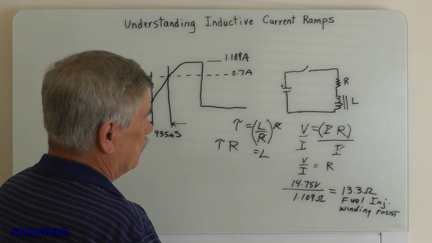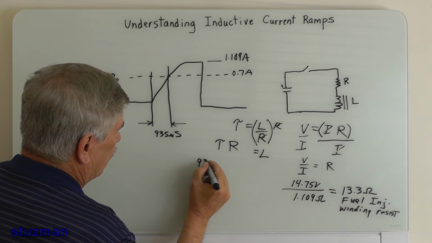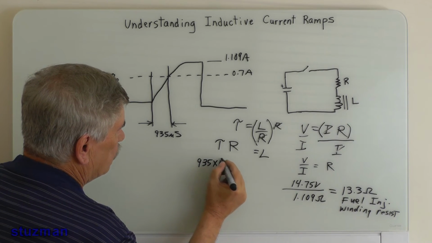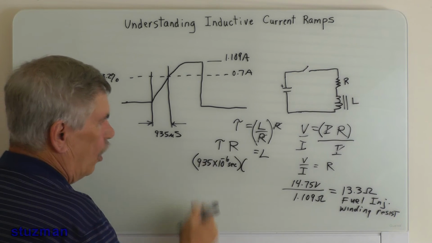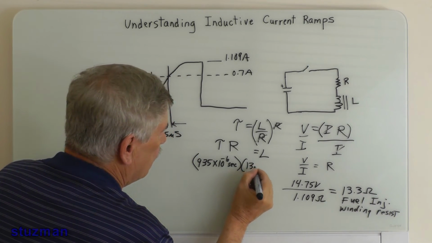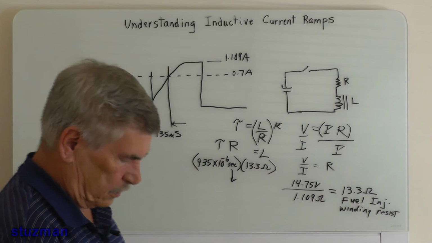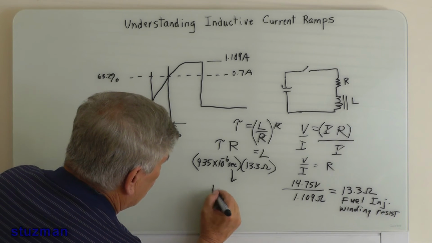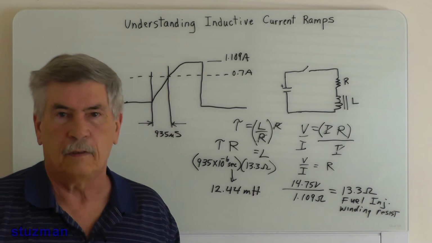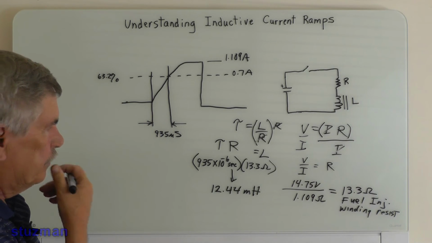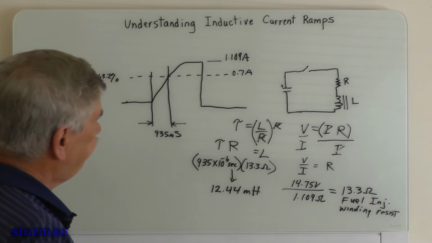So what is my time constant? Well, here's my time constant right here. So I can write down 935 times 10 to the minus 6 seconds times R, which is 13.3 ohms, and that is going to be equal to, and I've got 12.44 millihenries. Okay? See, this is pretty easy stuff, right? Easy.